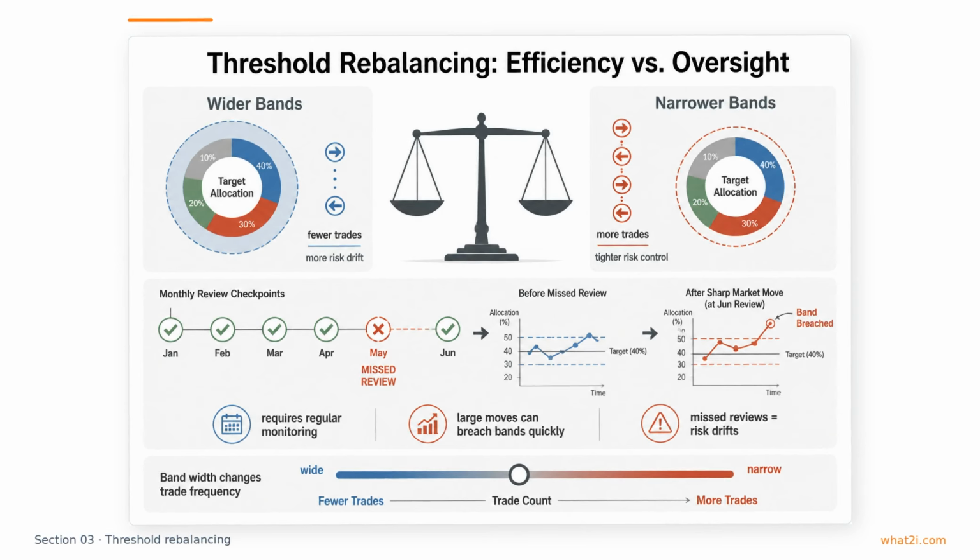Bandwidth also changes the experience. Wider bands mean fewer trades but more tolerated drift, while narrower bands tighten control but increase trading frequency. So the method is efficient, but it is not passive in the sense of requiring no attention.